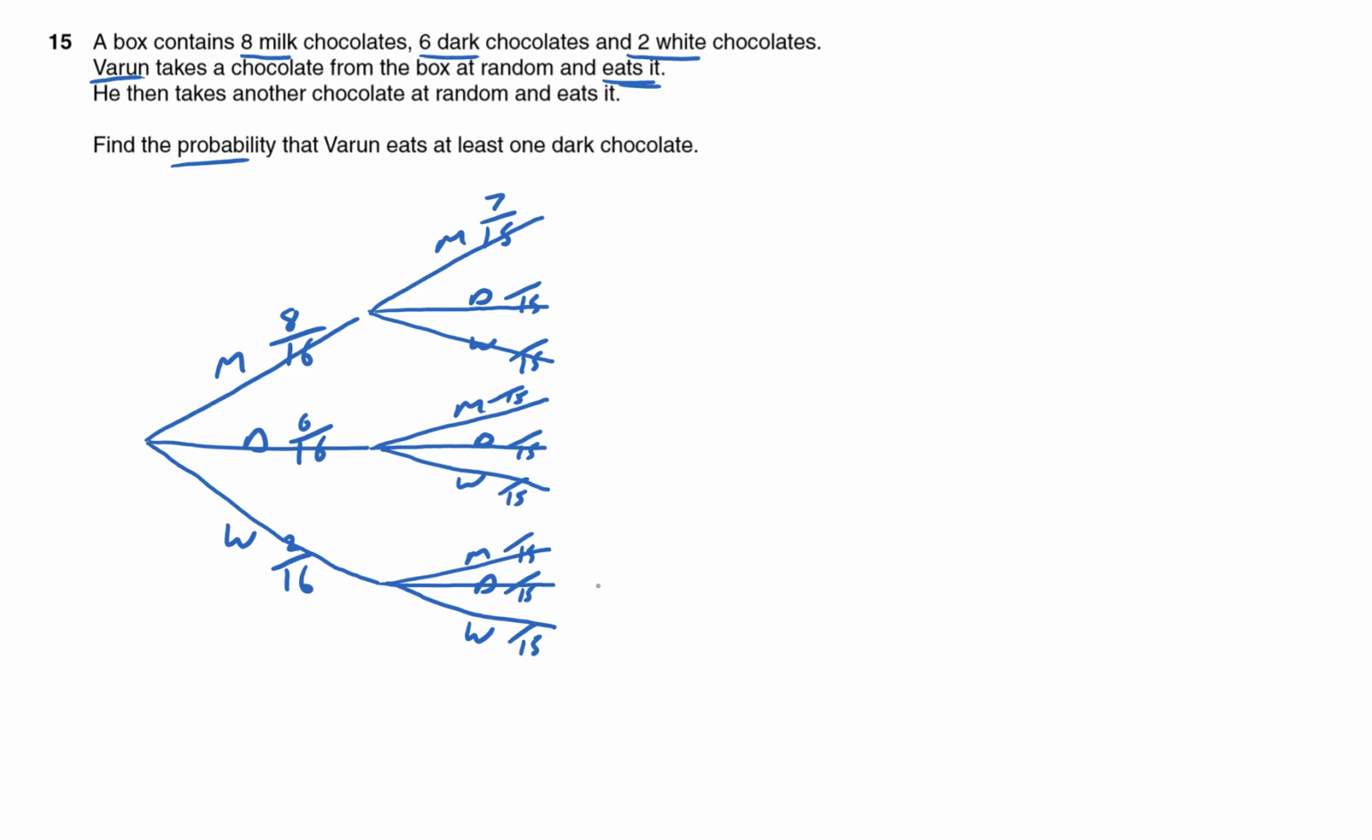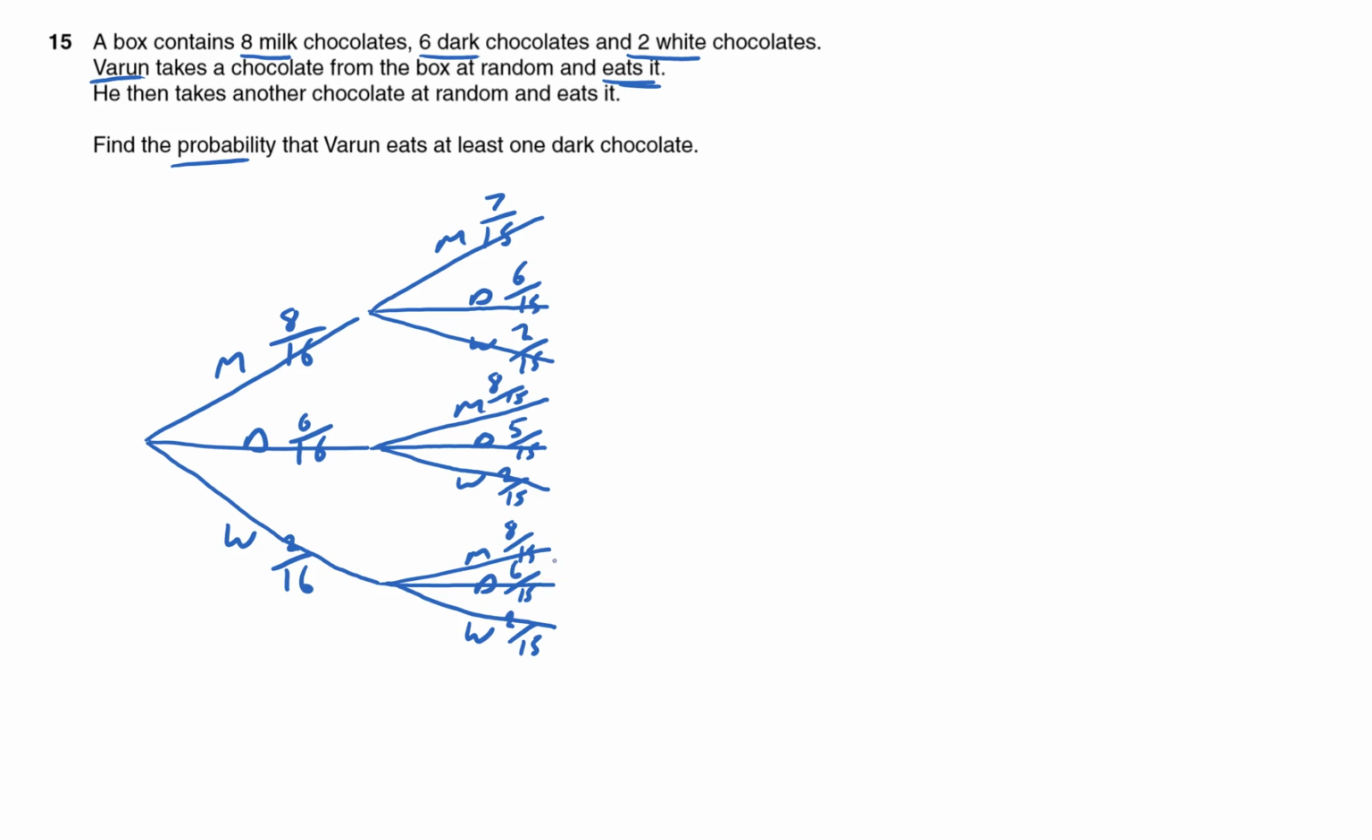And what are they out of? Well, if I had a milk one to start with, I still have 6 dark. If I had a milk one, I'll still have 2 white. Haven't touched the milk ones here, so I have 8. If I have a dark one to start with, that means there'll only be 5 dark ones left, but there'll still be 2 white ones. If I have a white one to start with, won't touch the milk ones, that'll be 8. Won't touch dark ones, that'll be 6. And there'll still be 2 whites.